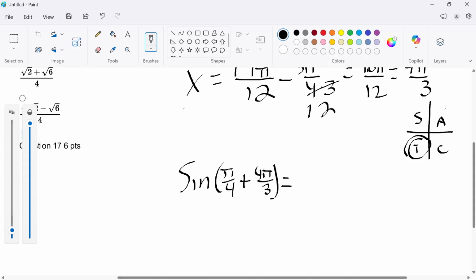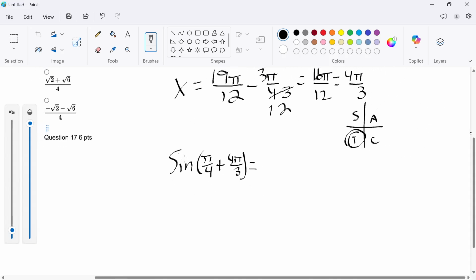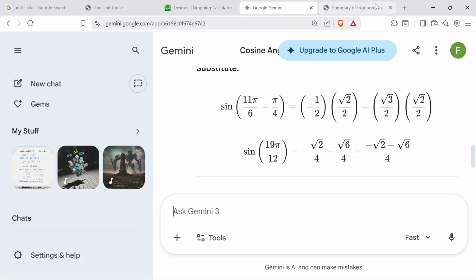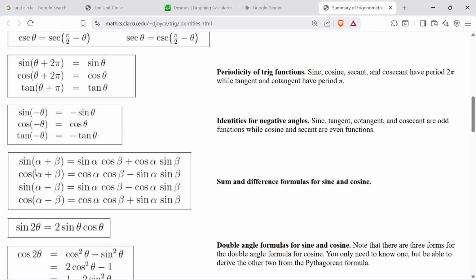And if you know your sum and difference formulas, you should, by the time you take this test, it's a non-calculator test, it's going to be sine of the first one times cosine of the second one plus cosine of the first one times sine of the second one. And I will show you that. Let me find the formula here.